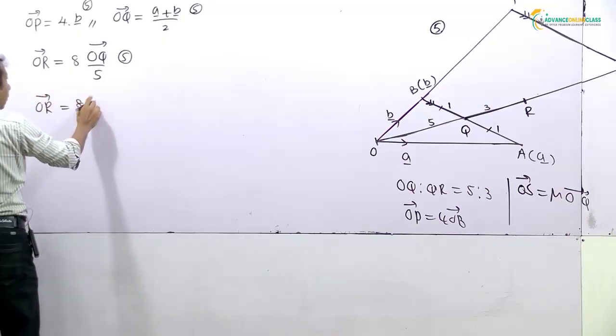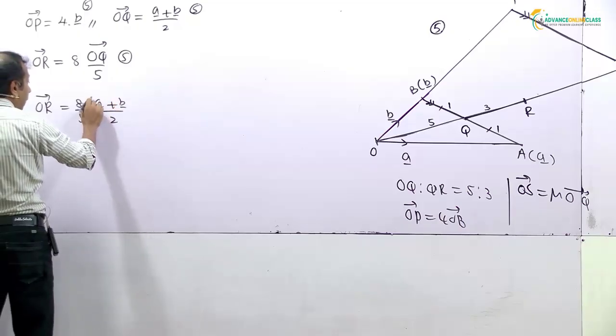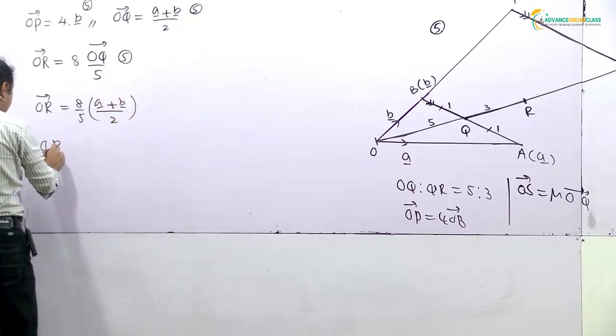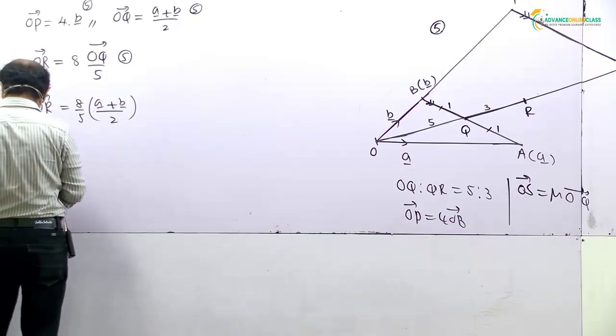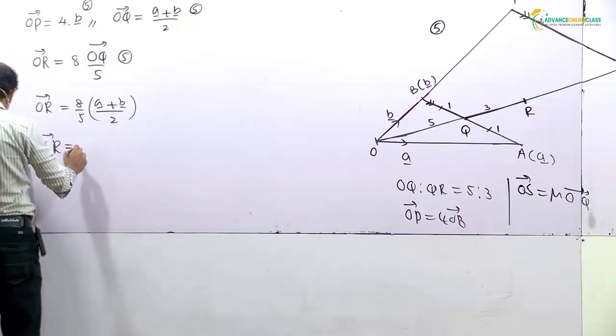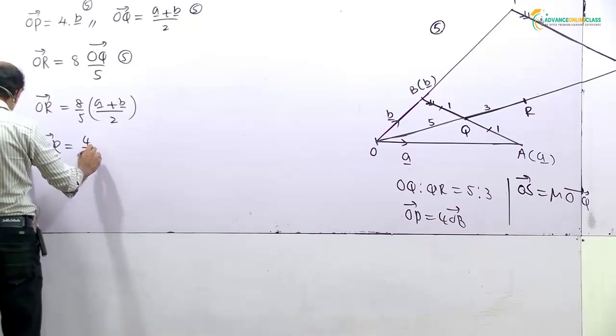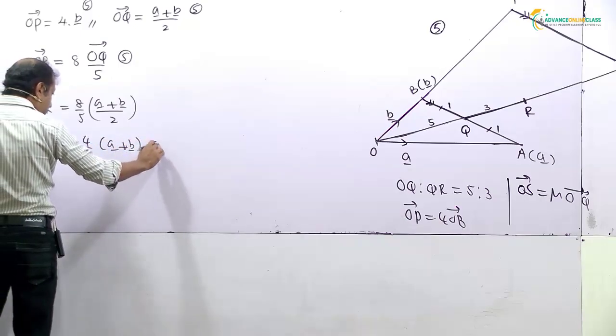Then we get OR: 8 divided by 5, OQ vector, A plus B by 2. Okay. We get what? OR vector. Simplify this, we get 4 divided by 5, A plus B. For these 5 marks.